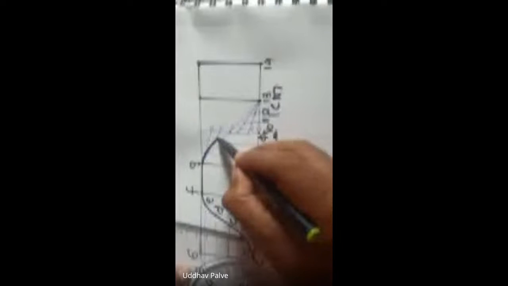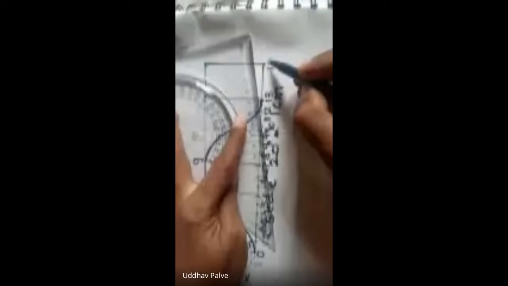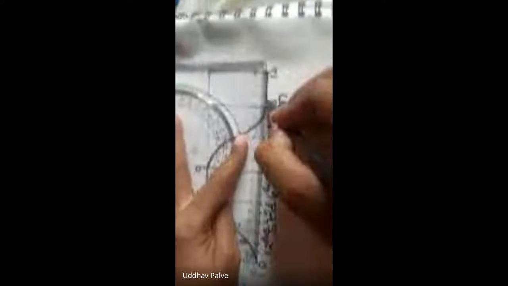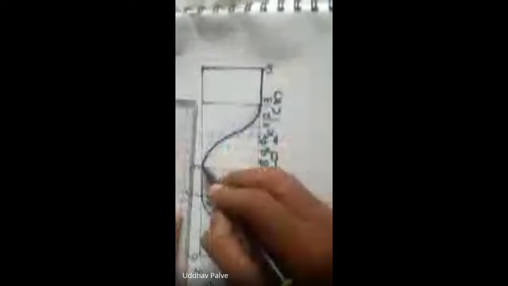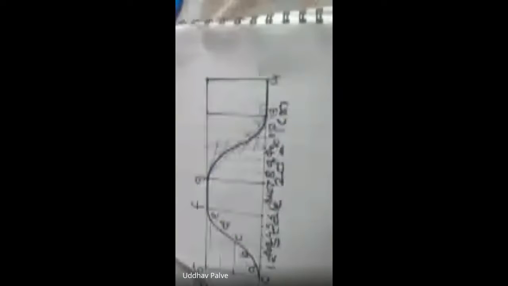So what I am going to do is just draw a smooth curve passing through all these points, and then finally this is my dwell. This is the dwell. Okay, so let me name these points. This is F, I, J, K, L, and finally N. Okay, so from A to N, these are my different points on the displacement diagram.